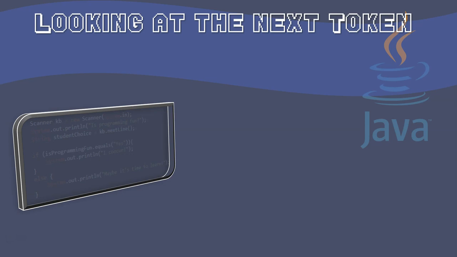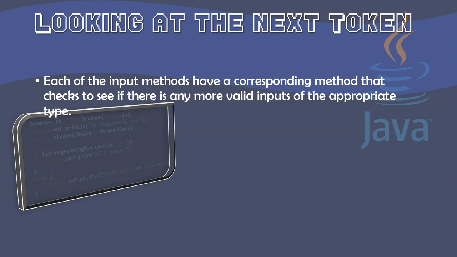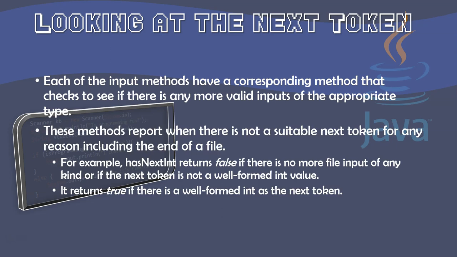So let's instead look at the next token. Each of the input methods has a corresponding method that checks to see if there's any more valid input of the appropriate type. These methods simply report back if there's not a suitable next token for any reason, including the end of a file. For example, hasNextInt will return false if there's no more file input of any kind, or if the next token is not a well-formed int value, meaning it's not an integer. If it returns true, well, then that means it is a well-formed int. It means we do have an integer value as our next token. We can then process that.